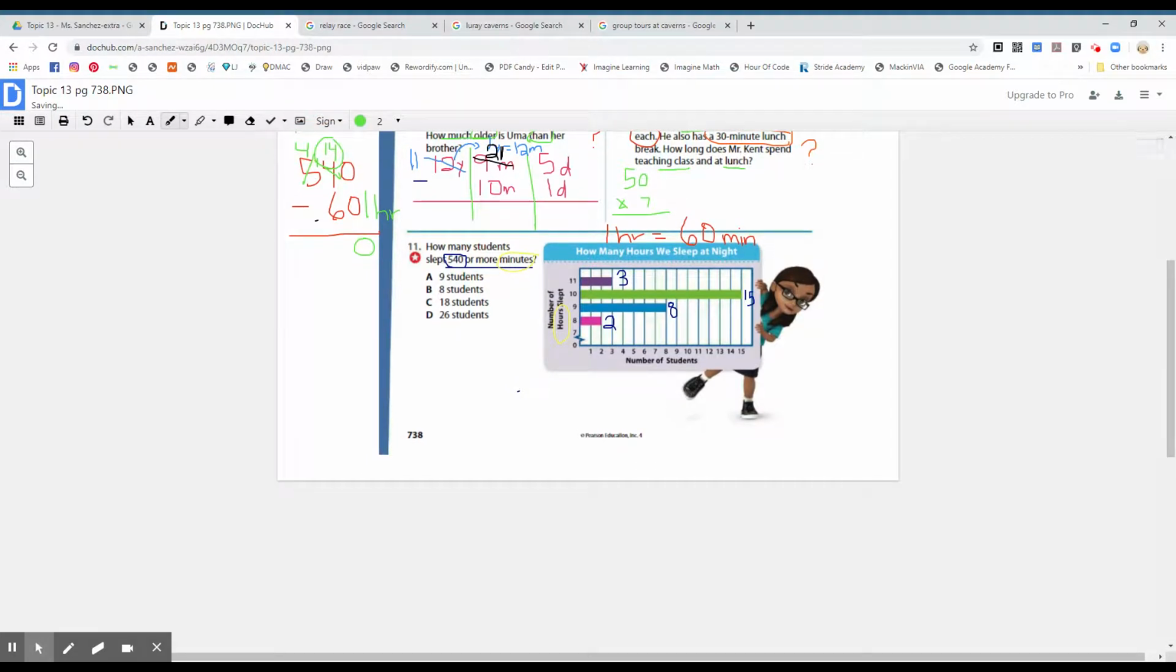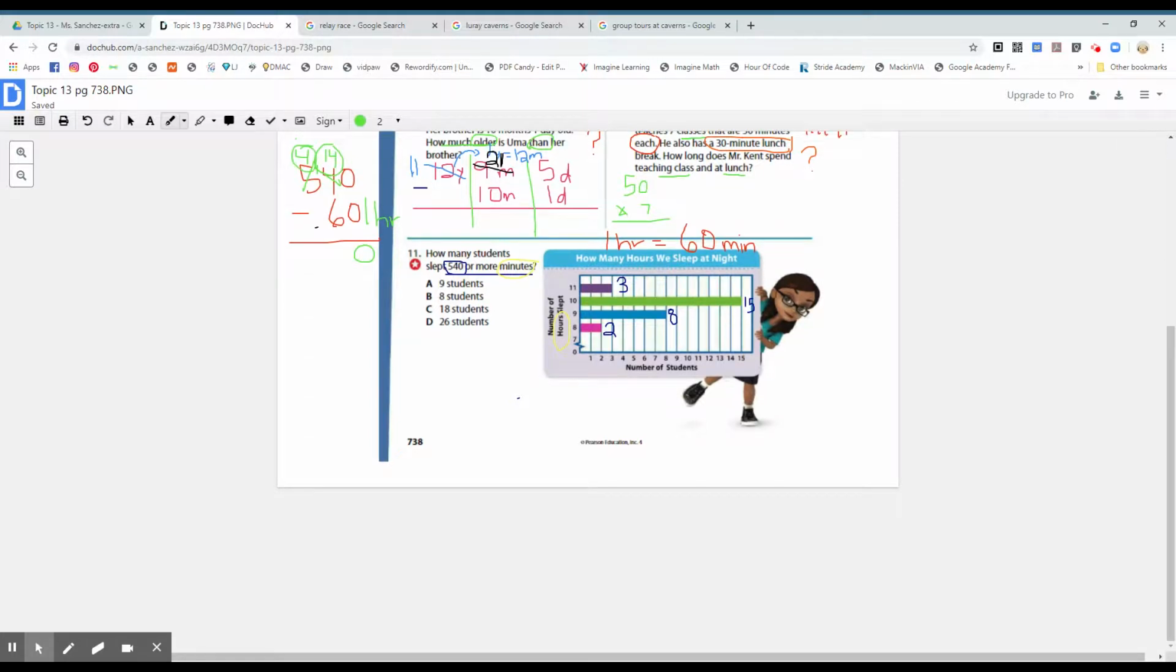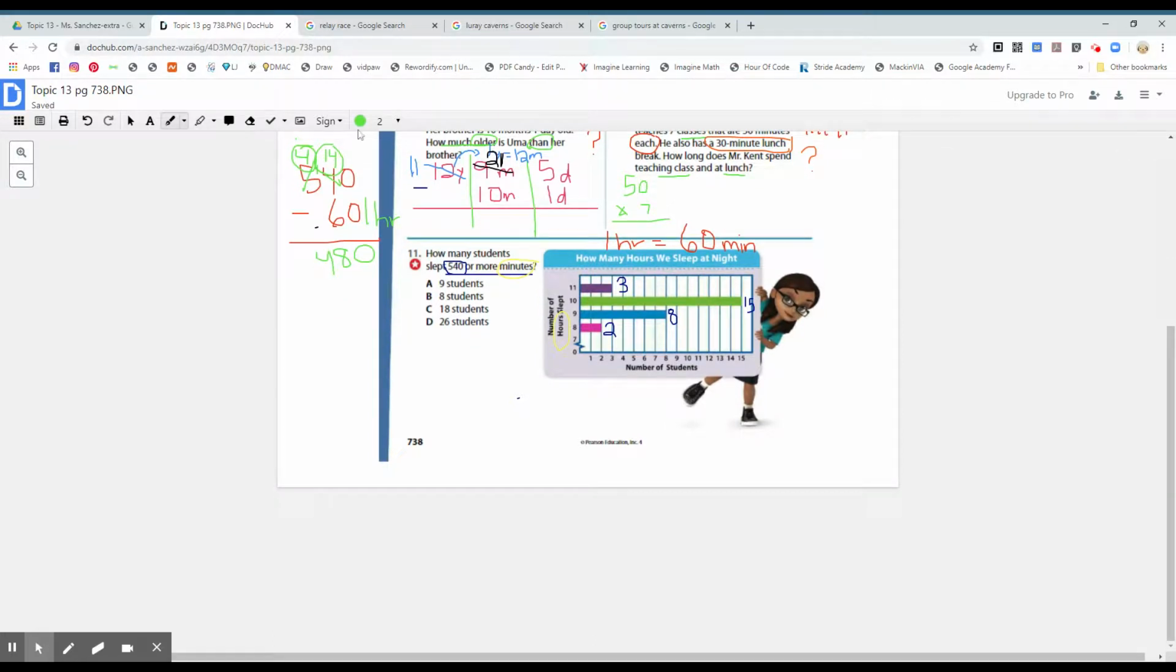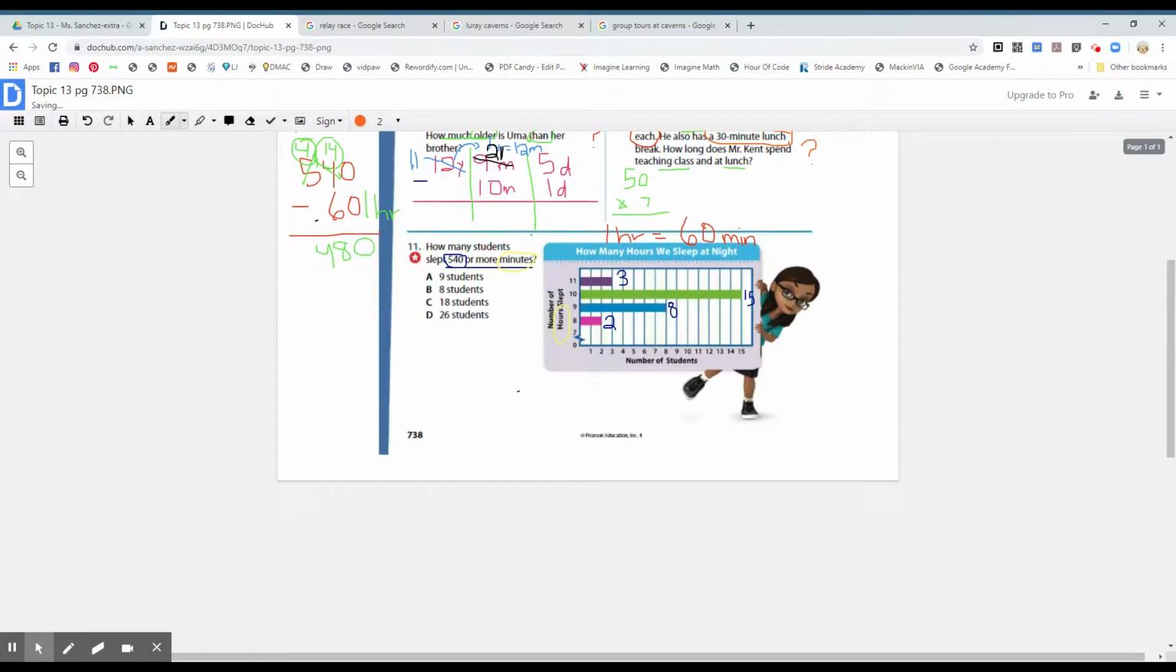Okay, so 14 take away 6. If you're not sure, you can count up. 7, 8, 9, 10, 11, 12, 13, 14. That is 8. 4 take away nothing. That is 4. Okay. Not our final answer, boys and girls. Can we still take away another 60 minutes, another hour? Yes, we can.